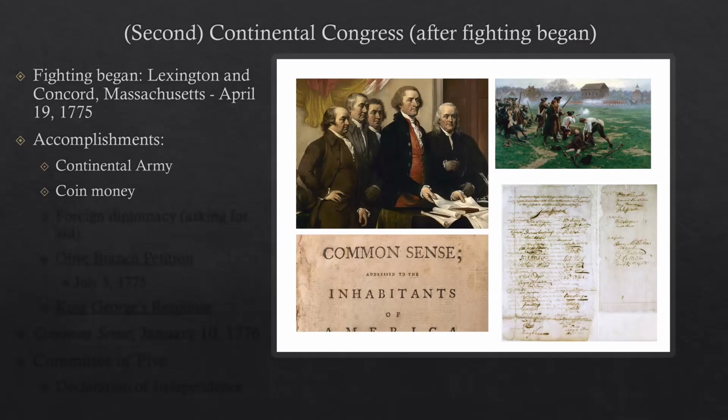The Continental Congress also started coining money. It was called the Continental. It was an actual coin. And that was used for trade, not particularly successfully, but it was there.